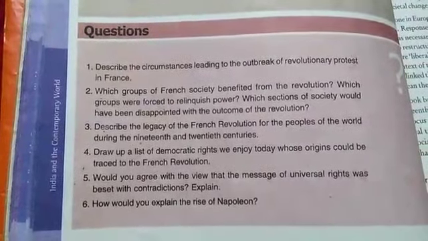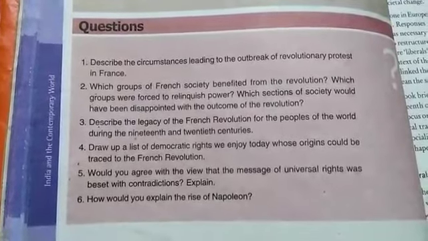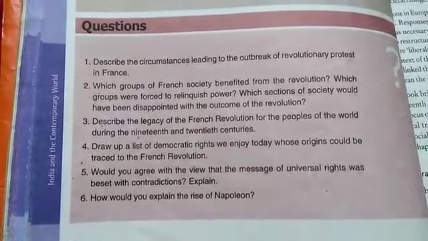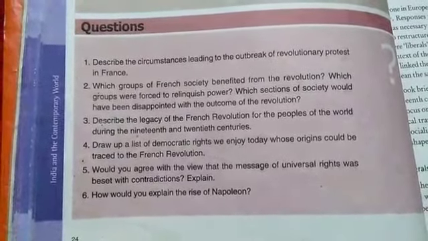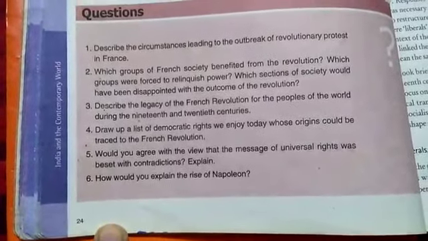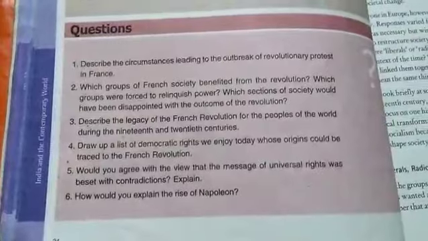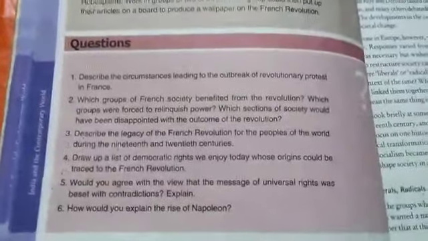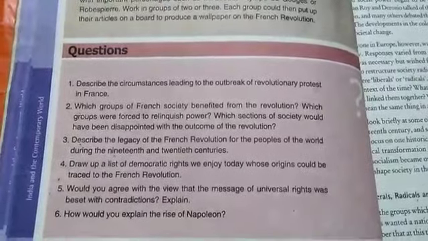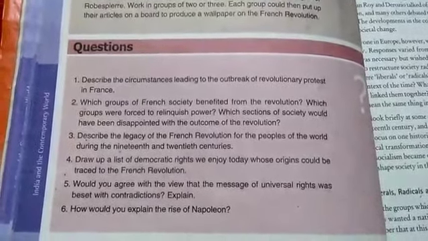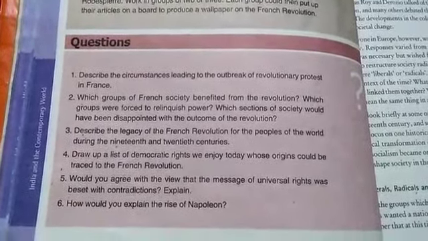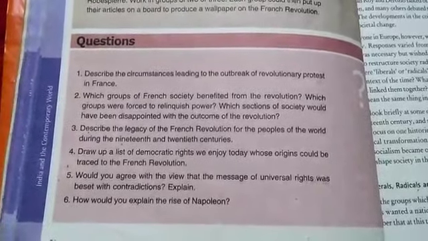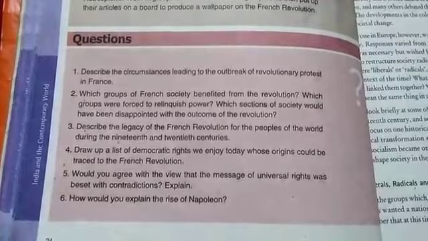The second question is, which group of French society benefited from the revolution? Which groups were forced to relinquish power? Which section of society would have been disappointed with the outcome of the revolution? Answer is, all the groups which formed the third estate benefited from this revolution. These groups included workers, businessmen, merchants, court officials, lawyers, teachers, doctors, etc.